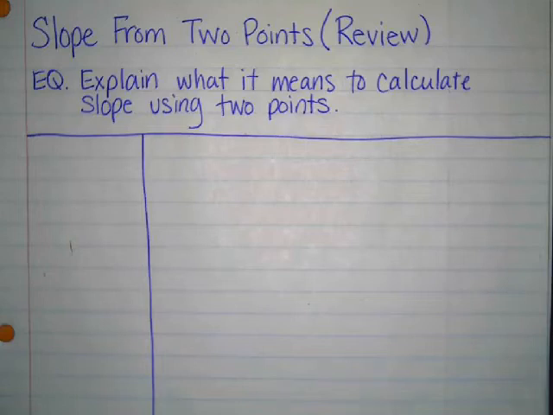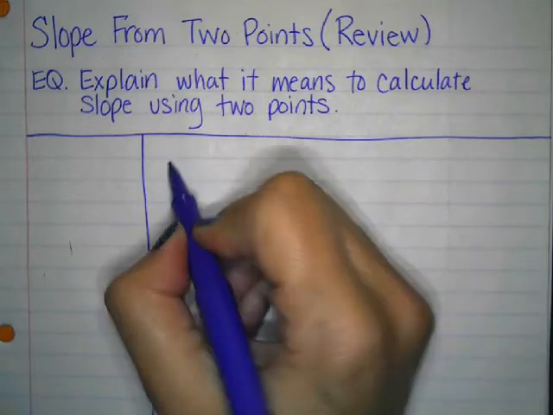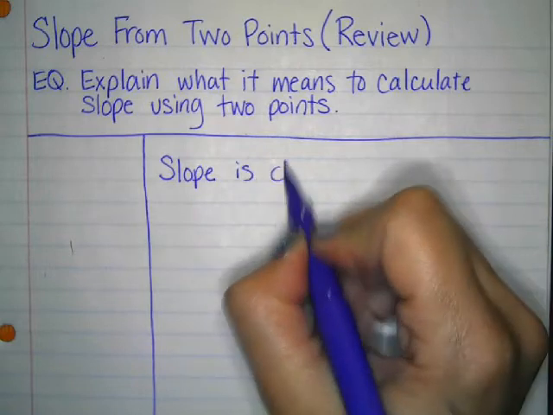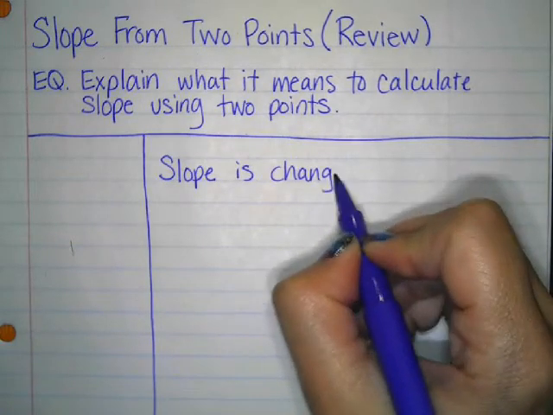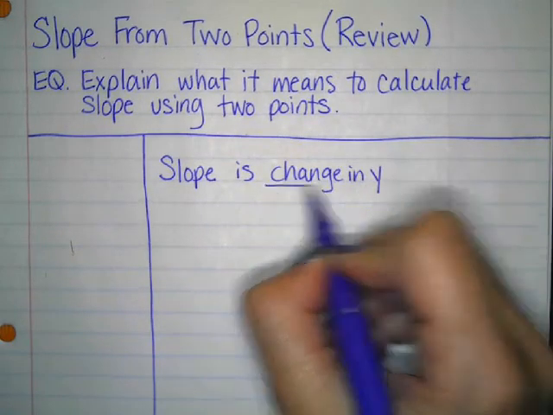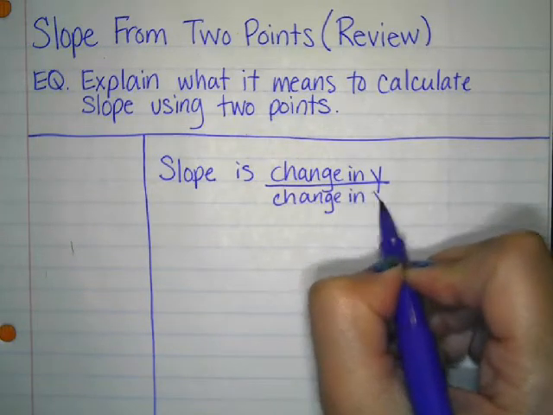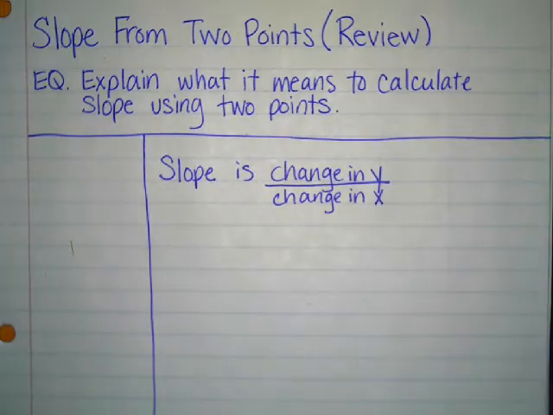Review finding slope from 2 points. At the end of the lesson, you'll be able to explain what it means to calculate slope using 2 points. So as review, we know that slope is the change in y divided by the change in x. So that's what we were finding when we were graphing and counting slope triangles.